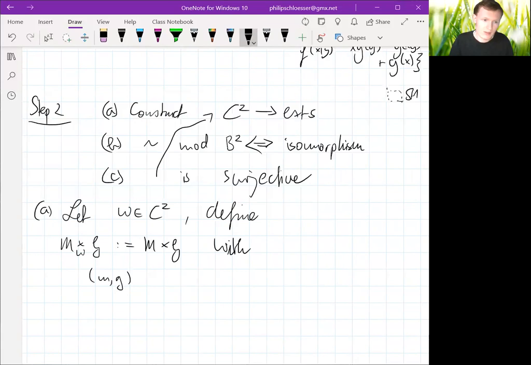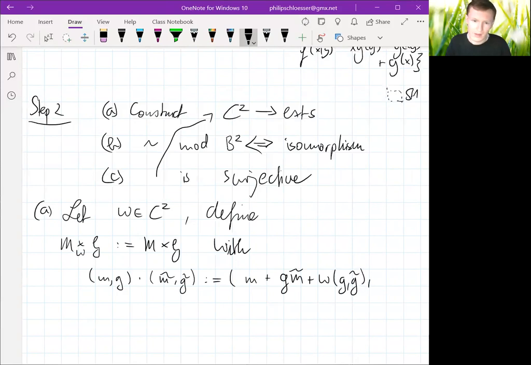Namely, we multiply two tuples in the following way. I wrote them with a tilde. So we are going to take the first entry of the first tuple and add to it, well, not the first entry of the second tuple, but we're going to let G act on that one. And then we add the co-cycle evaluated at G and G tilde. And then we just take G tilde as the second element of the tuple.